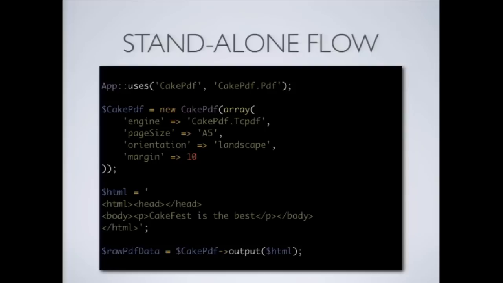And next up, you just pass it into the output method, and it returns raw PDF data that you then can send to the browser or store to a file, or even upload to Amazon S3.